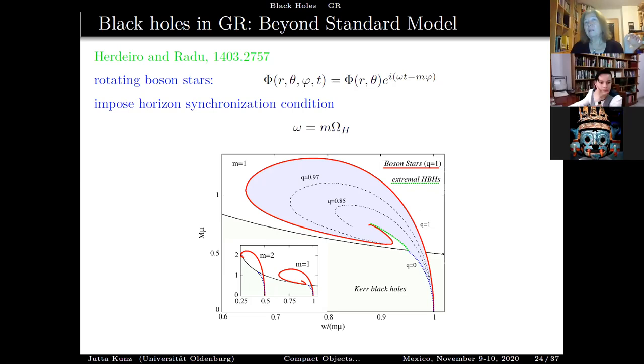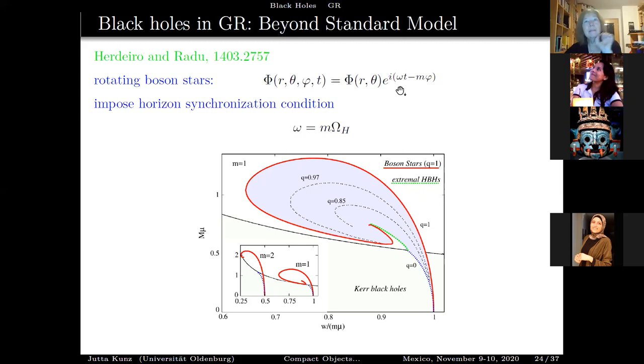So one can put a horizon somewhere into this boson star, but one has to impose a very special condition. I should really say it's important that the boson star is rotating, because otherwise only the time dependence doesn't help. We have a time dependent rotating boson star, and then we can put the phi dependence up here just with some constant m, which has to be an integer. Everything is well defined in our space-time.